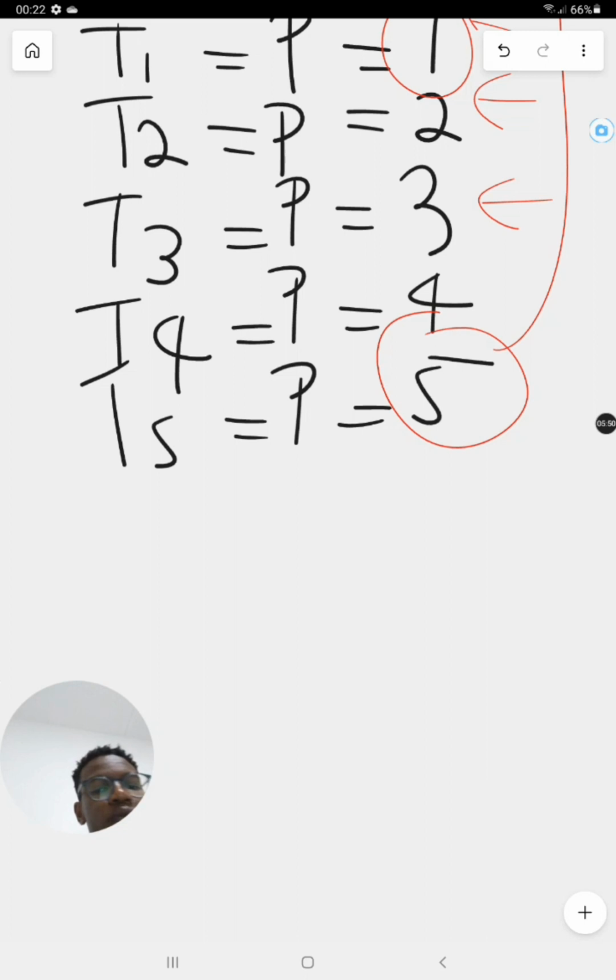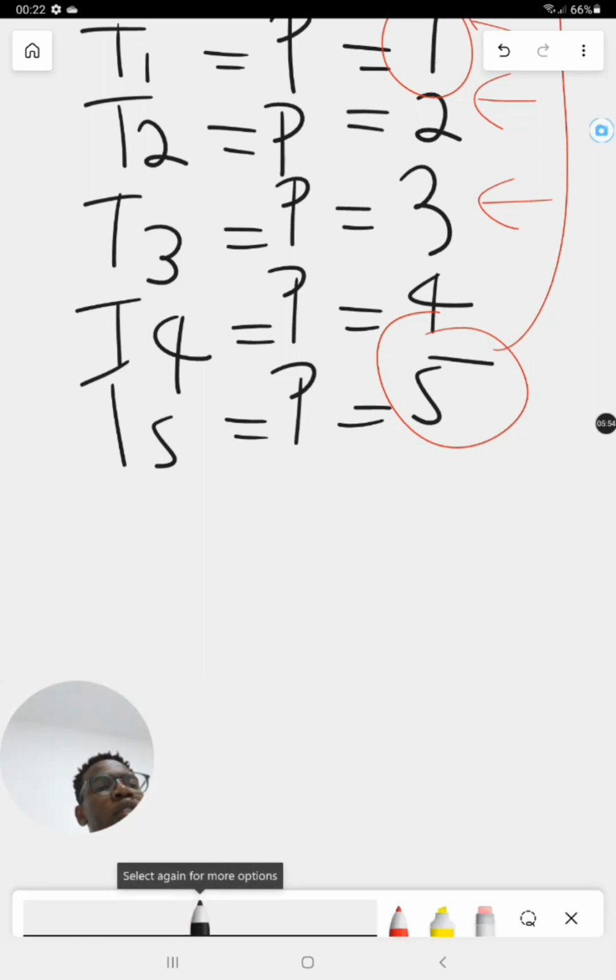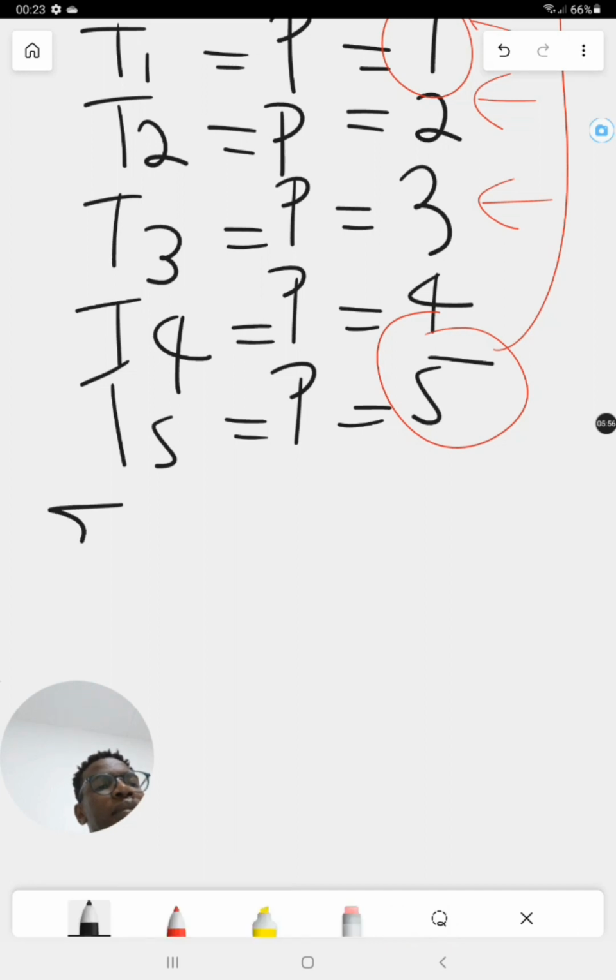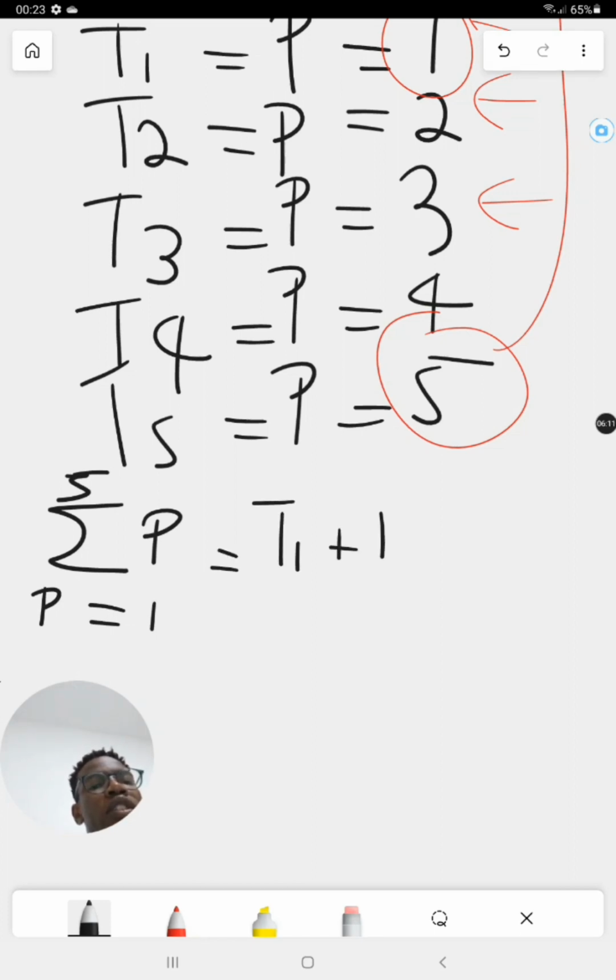So, just going to do that. So, in other words, sigma of p starting from p is equal to 1, ending at p is equal to 5 is equal to term 1 plus term 2 plus term 3 plus term 4 plus term 5.